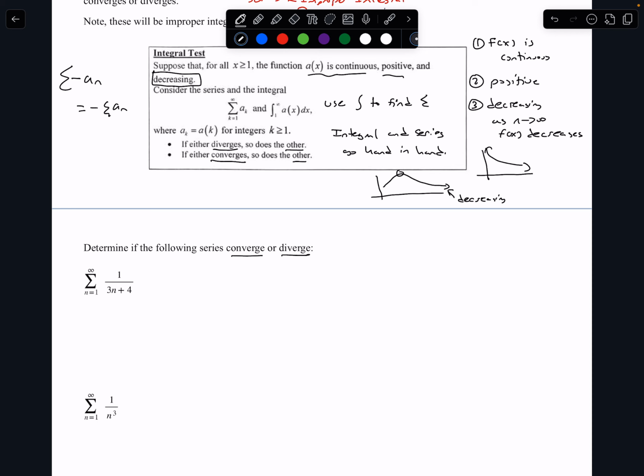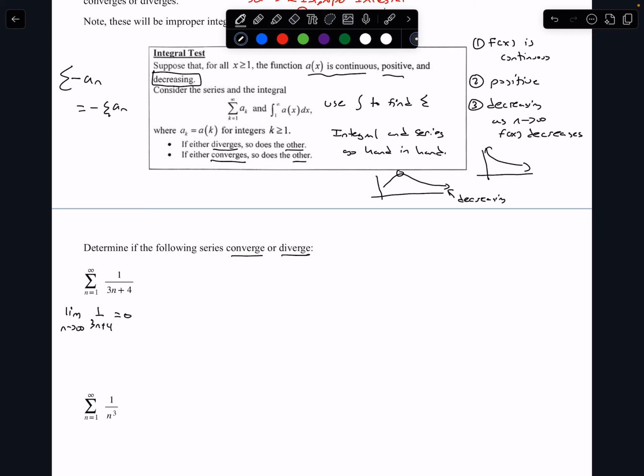And let's see here. We have 1 over 3n plus 4. So I'm just going to really quickly take the limit, let n go to infinity of this. And we should know this one right away. The bottom grows way faster than the top. So we know that that's going to be approaching 0. So it's decreasing. It does have a domain restriction, but it's at negative 4/3. So we don't worry about that. These will pretty much always be continuous.